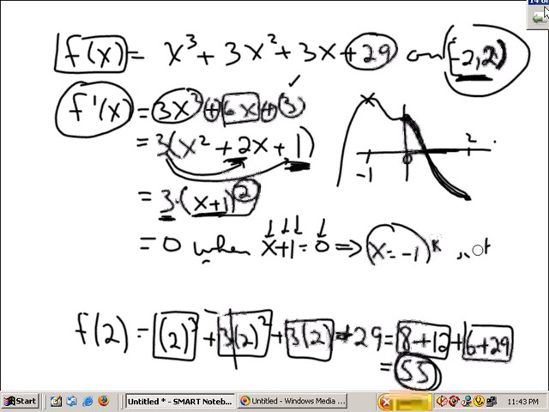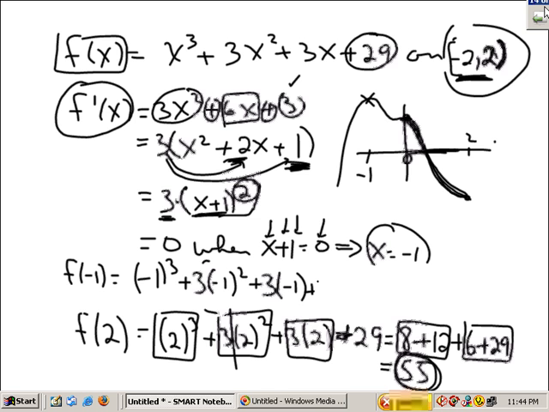So the rejected -1, that's back. -1 is back. We need to find what f of -1 is. We need to find f of -1 and f of the endpoints. Well, f of -1 is, this is how I write it, x, -1 in brackets. It's x cubed plus 3 times x squared plus 3 times x plus 29.